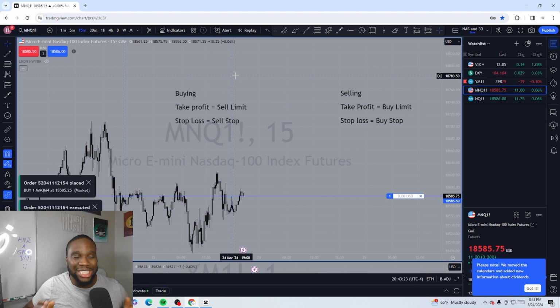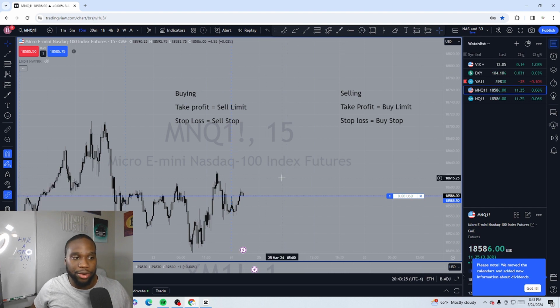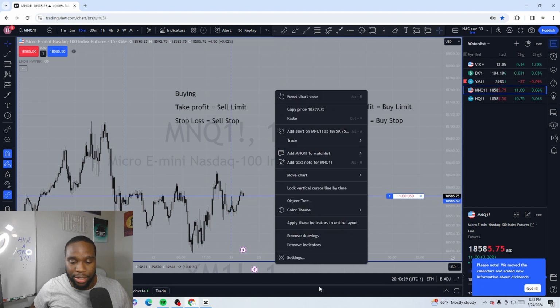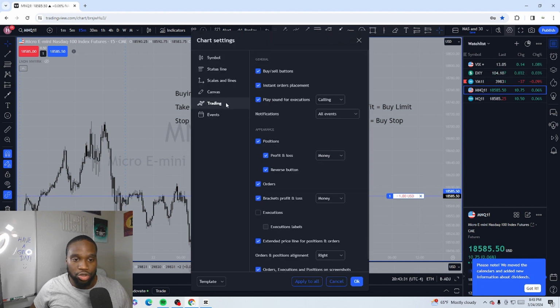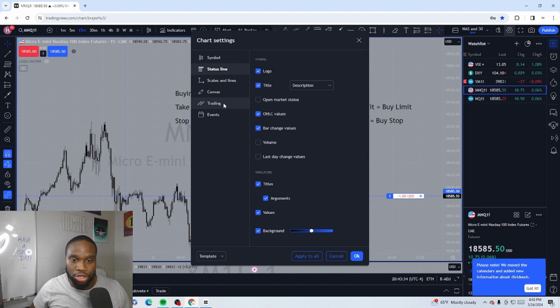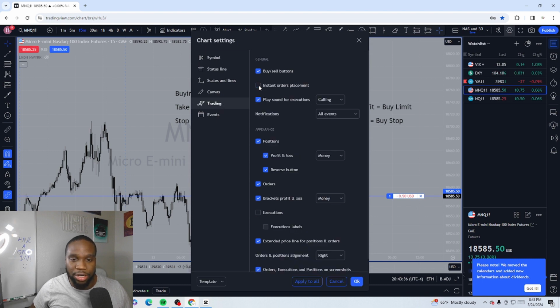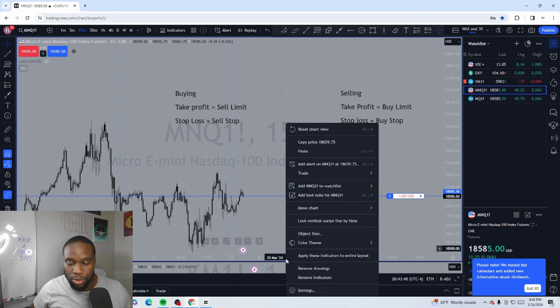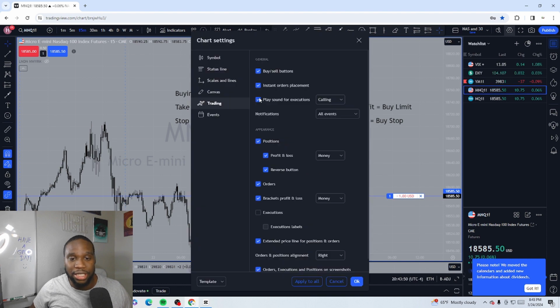And if you want your entries to be exactly that way, as market orders, you can right click your mouse pad, go to settings, go to the trading tab, and click instant order placements. When you click instant order placement, you get to execute faster with these buttons right here. If you do not want those instant order placements, you go back to the settings and click this off.